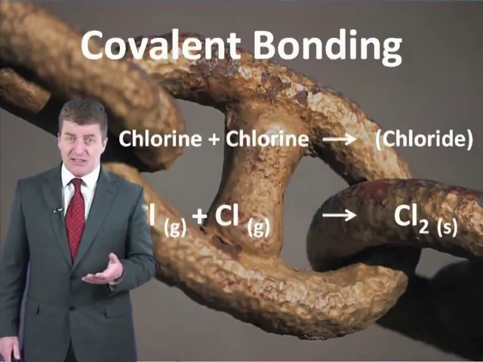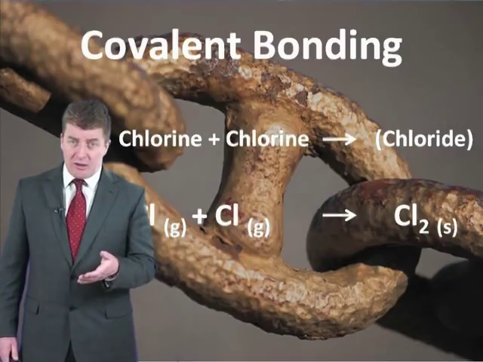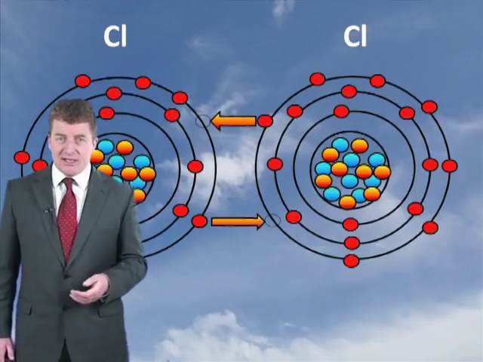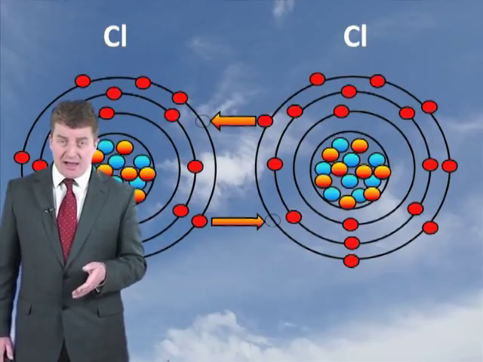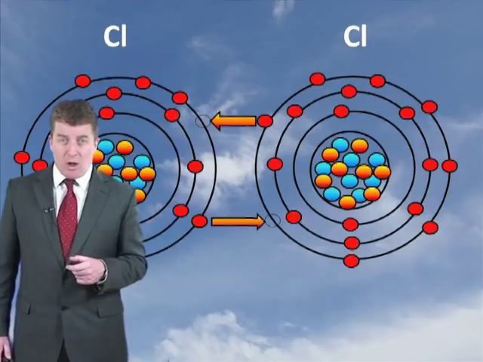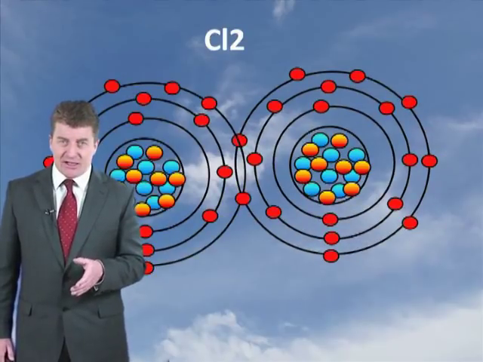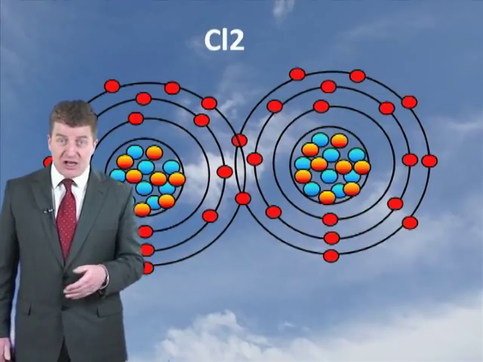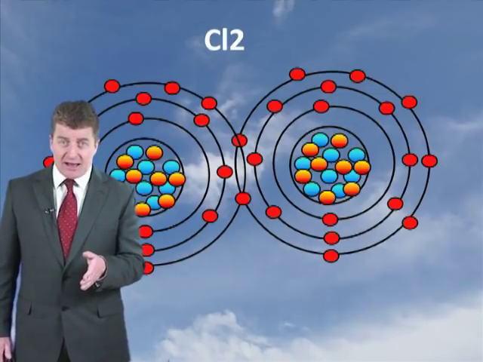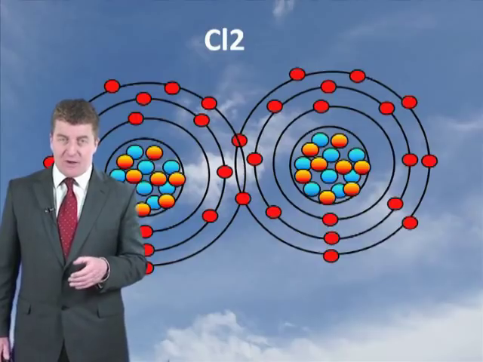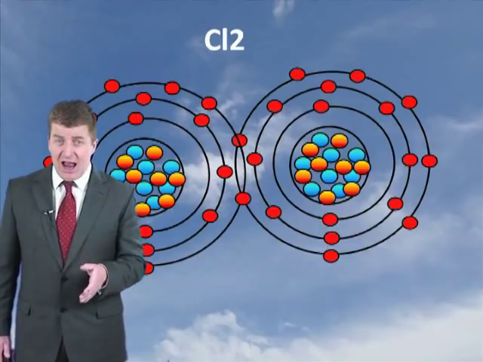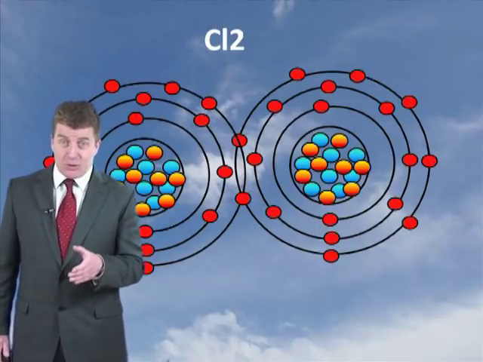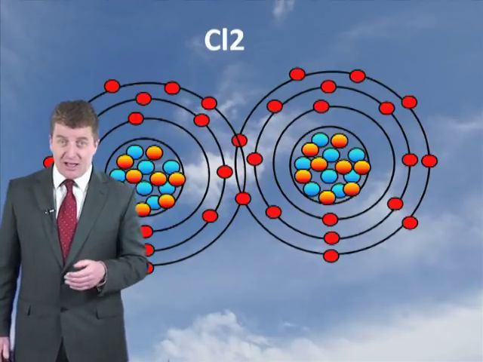A good example of this is chlorine. Chlorine and chlorine make Cl2. So Cl plus Cl makes Cl2. Now, as you can see here, chlorine has got an outer shell with 1 electron missing. Both of them, 1 electron missing. What they do is they share an electron each. Can you see there? That's Cl2 because they've both got full outer shells because they're sharing an electron. They're sharing those 2 electrons between them to make full shells.